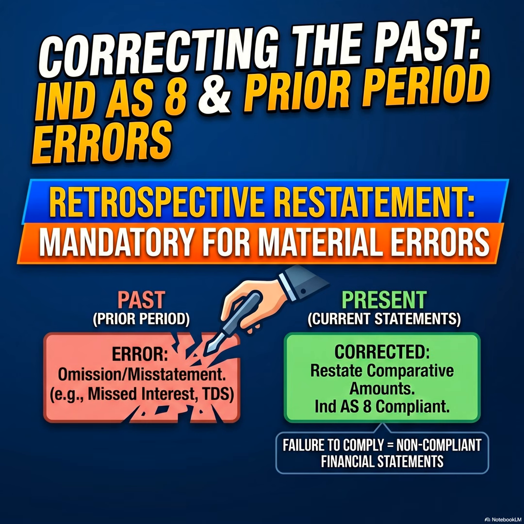Okay, so let's map out the typology of these errors as defined by Ind AS 8. Because the standard doesn't just treat an error as this one monolithic concept, right? No, it categorizes them. It breaks down the specific ways a finance team can fail to reflect reality. The standard lists mathematical mistakes, mistakes in applying accounting policies, oversights, misinterpretations of facts, and the big one, fraud. The F word in accounting. Yes, nobody wants to hear that word.